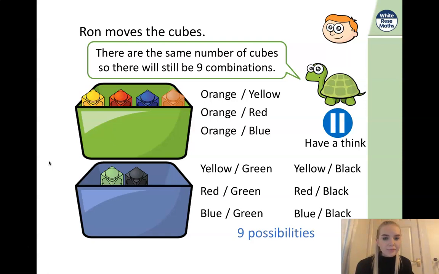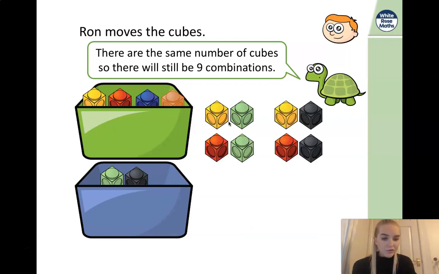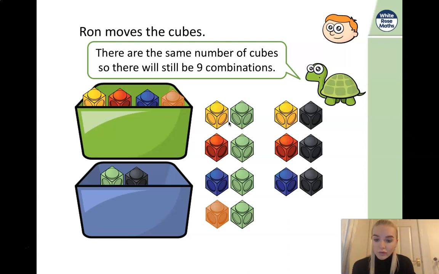Pause the video and have a think. Okay, well, hopefully you would have realised that Tiny was wrong, and let's check. So, we know that orange and yellow can no longer be a combination because they're now in the same box. Same with orange and red and orange and blue. So now we could make a combination with yellow and green like before and yellow and black, red and green and red and black, blue and green, blue and black, and orange and green and orange and black. How many combinations are there, Year 4? You're right, there are 8 combinations, not 9, so Tiny is wrong.